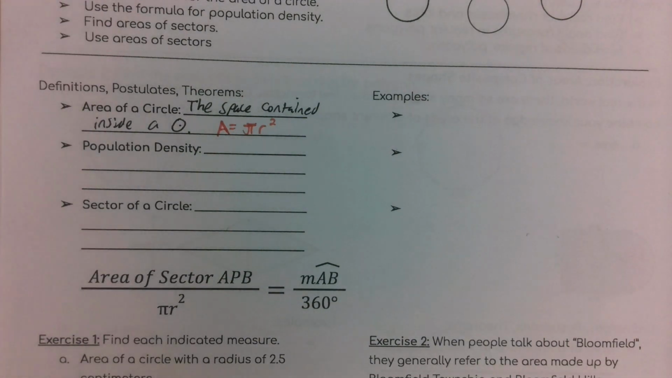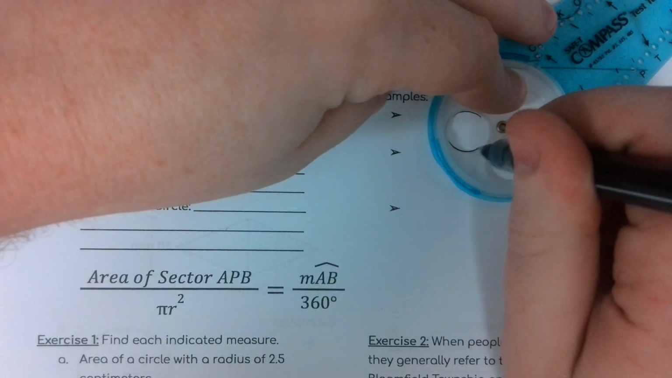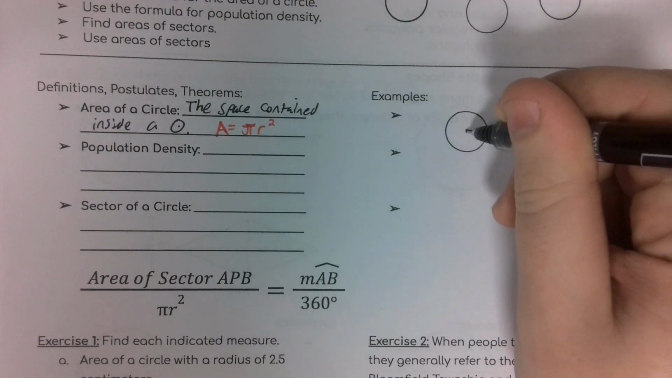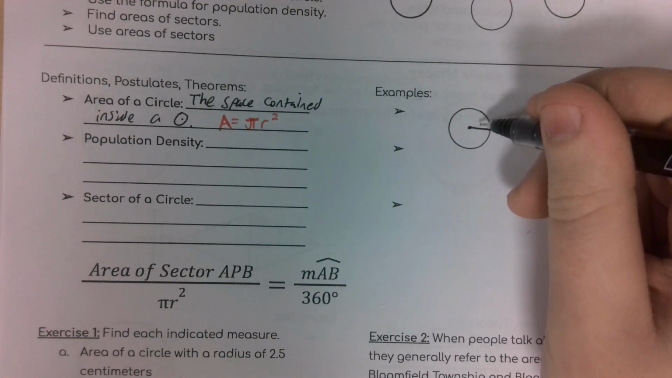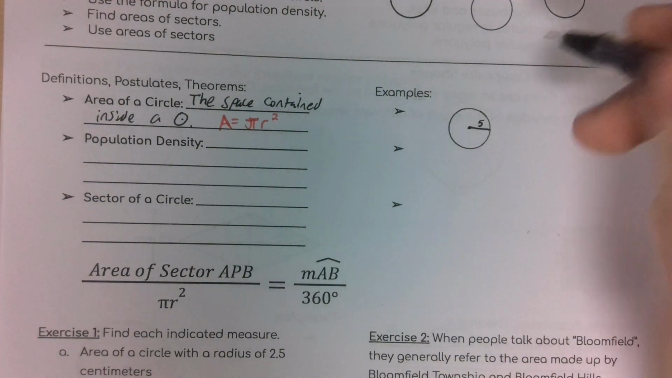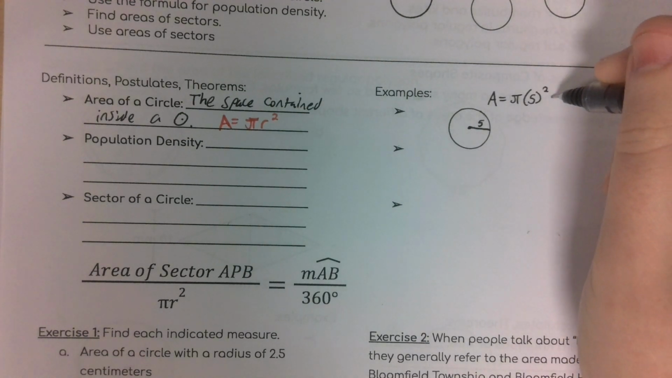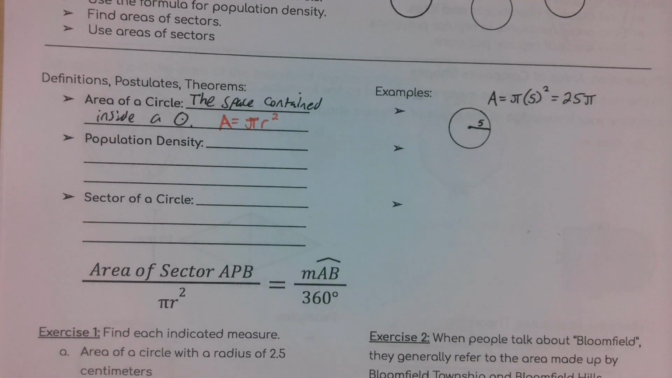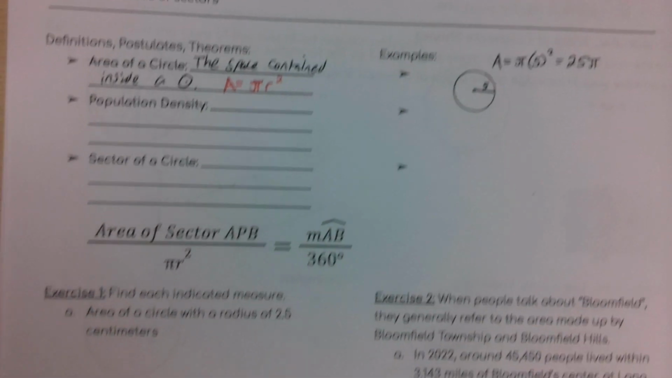The idea is, if you have some circle, I'll draw a little one right over here, and if you just know the radius, you can figure out how much space there is inside this circle. If our radius was 5, the area would be pi times 5 squared, which is 25 pi. Now, we can use this for a bunch of different things, but let's start by actually checking out exercise 1.